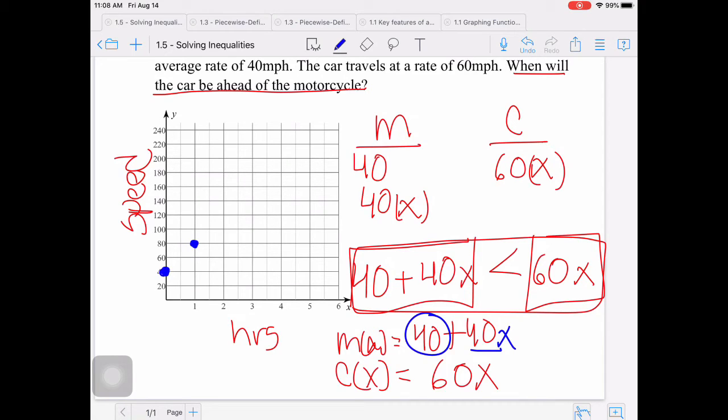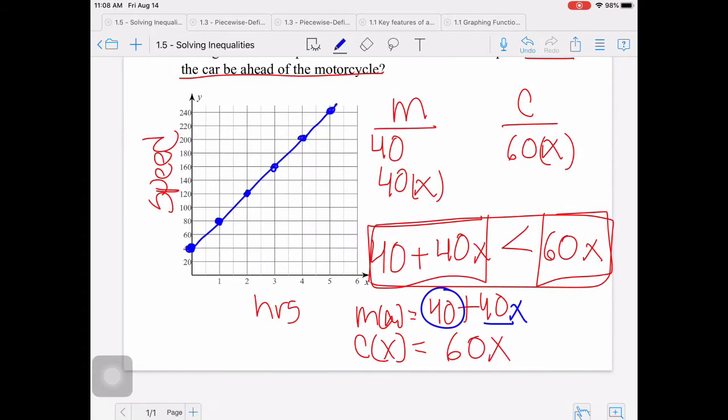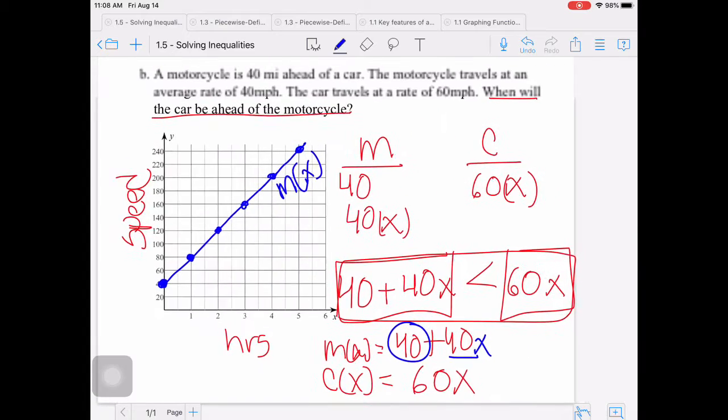Alright, so let's continue. So another 40, so that's going to be 120. And then again another 40 over 1. 40 over 1, and there's my linear function. Cool. So this is m of x.